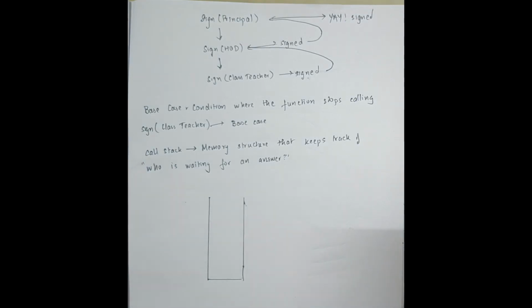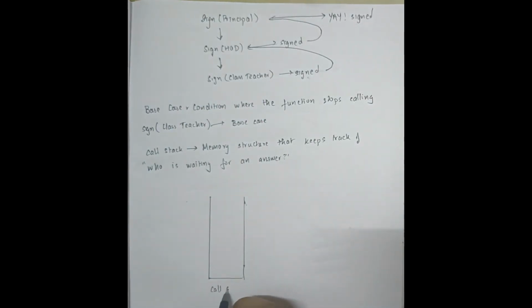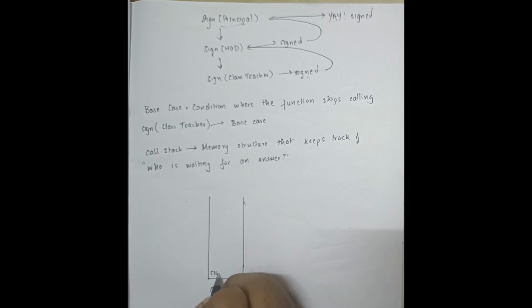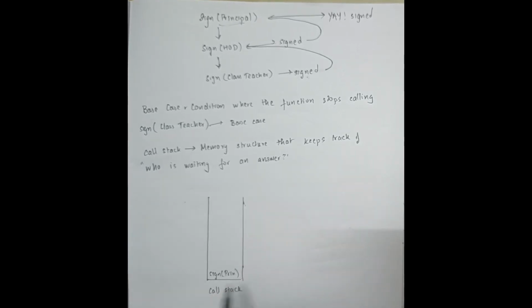The next thing I'm going to talk about is the call stack. Call stack is a memory structure that keeps track of who is waiting for an answer or an approval. Now, let me model this here. Let's say this is our call stack, and the first function is sign of principal. So we'll be putting it here. I'm using shortcuts, just in case, letting you know.